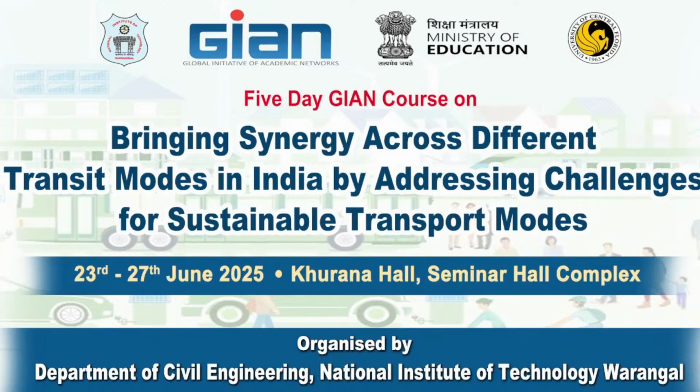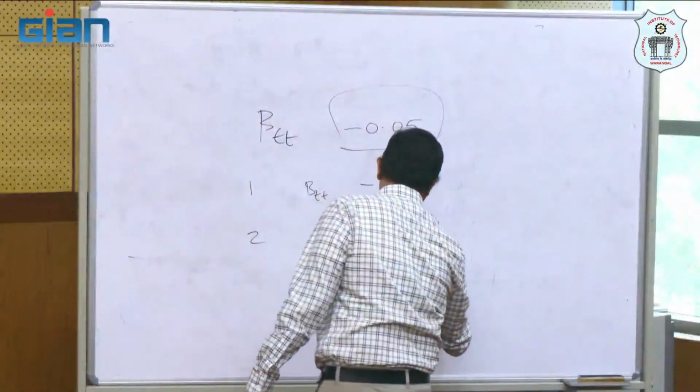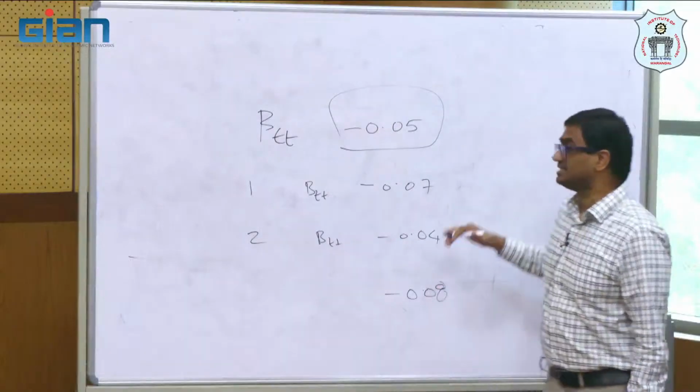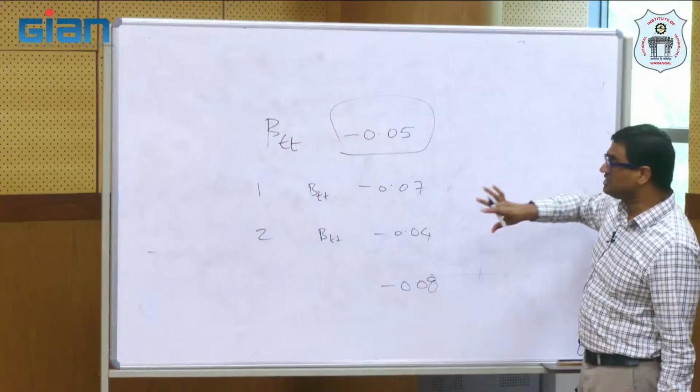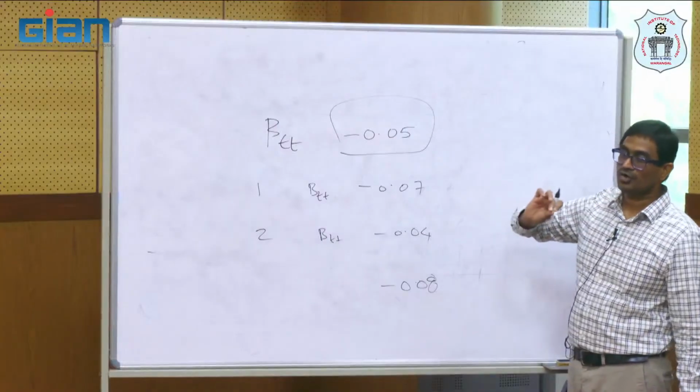population. And so for person 1, beta TT could be minus 0.07. For person 2, beta TT could be minus 0.04. For another person, it could be minus 0.08. So what we are saying here is it's actually not constant across the population, but to achieve this without a lot of complexity is very hard, right?